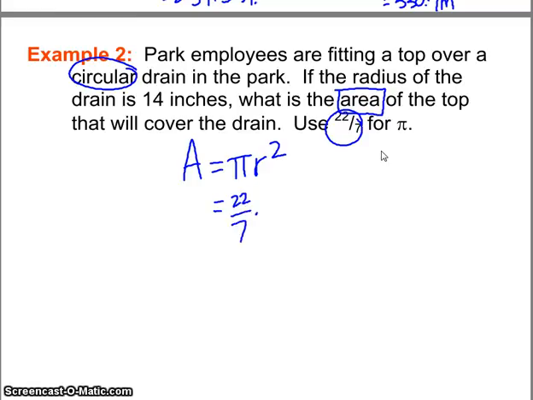And if you look back through the problem, does it tell us the radius? Yes, the radius is 14 inches. So we'll do 14 squared. Okay. Grab your calculators. Go ahead and multiply this out. Couple things you could do, order of operations. You could do 22 divided by 7 times 14 times 14, or plug it in however you like. And when you do that, you get 616.